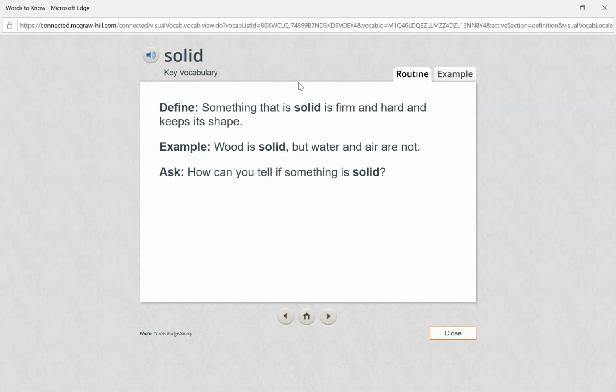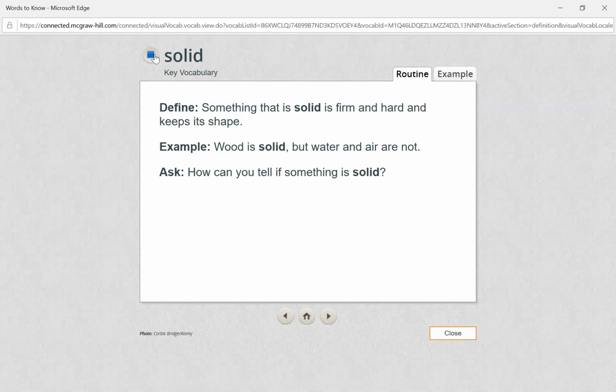All right, we have another science word that we went over. I'm going to give you just a couple seconds to say this word nice and loud. Do you remember which word this is? If you said the word solid, give yourself a thumbs up because you're right. Let's listen to the definition. Solid. Something that is solid is firm and hard and keeps its shape. Wood is solid, but water and air are not.